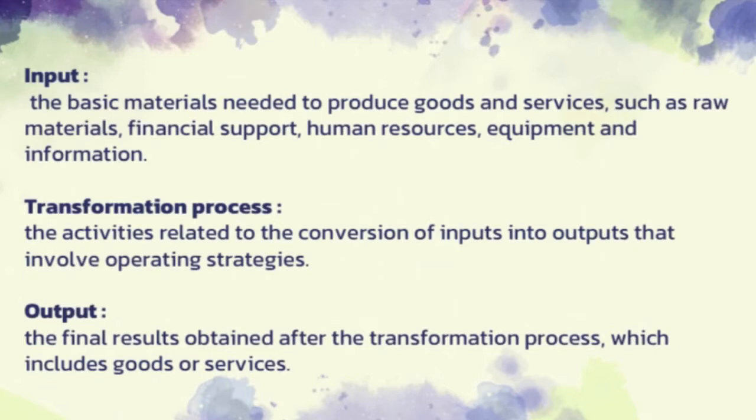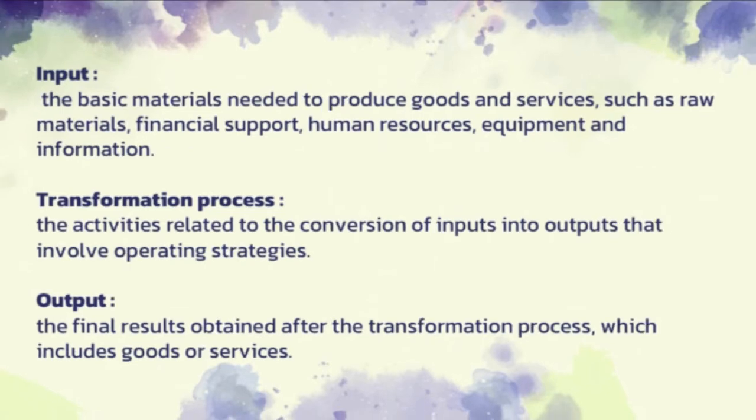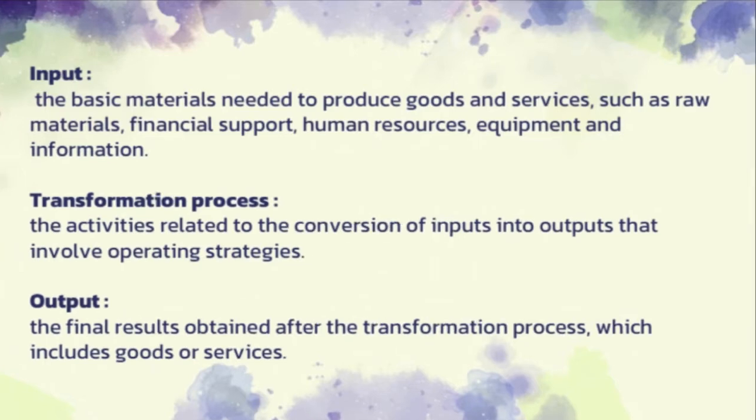Okay, next slide is input. The basic materials needed to produce goods and services, such as raw material, financial support, human resource, equipment and information. Next is the transformation process. The activity related to conversion of input into output and involves operating strategies. Finally, the output is the final result obtained after the transformation process, which includes goods or services.